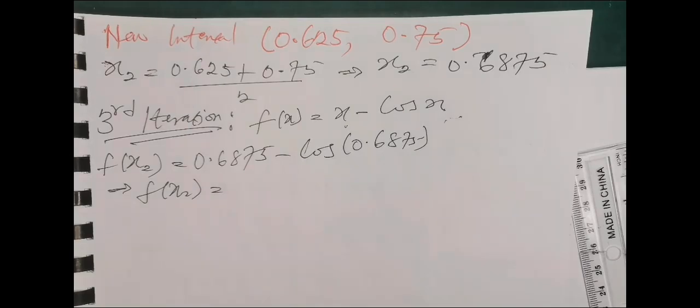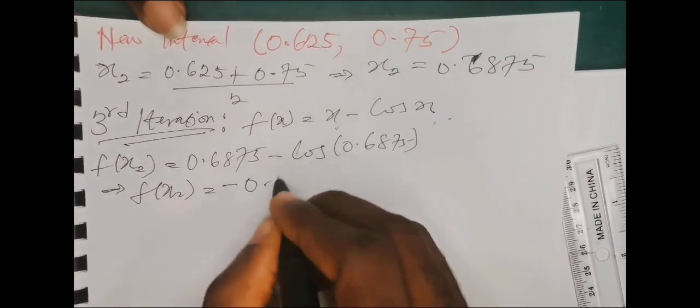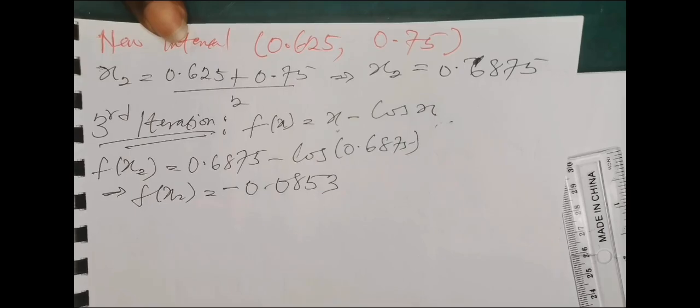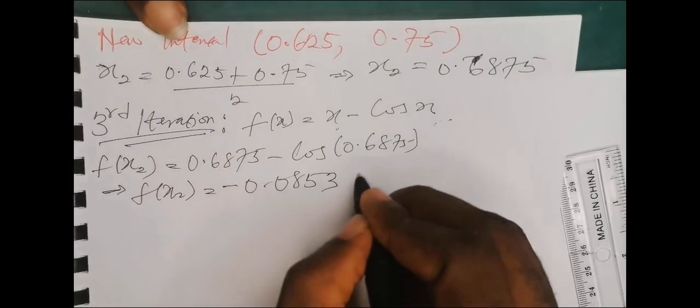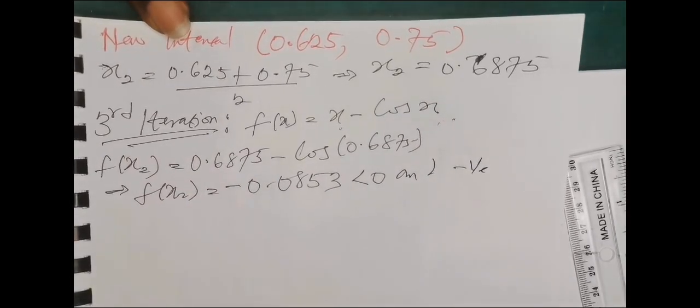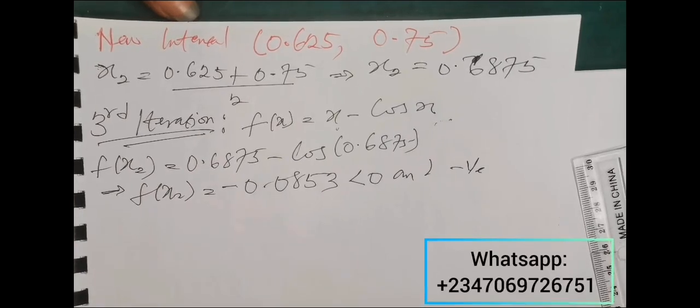So this simply implies f of s2 is equal to, I'm punching everything together, so do well to punch along with me. So I have answer minus cos answer. This simply gives me negative 0.0853. Now once again, this value is less than 0 and negative, and once the value is less than 0 and negative, it simply means you fall back to your interval.